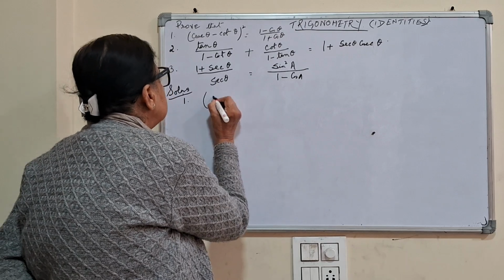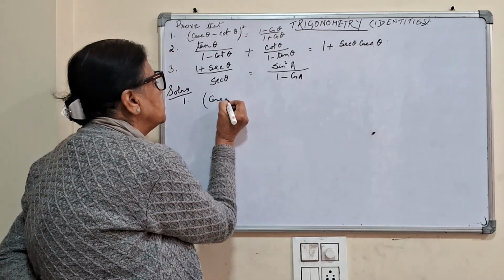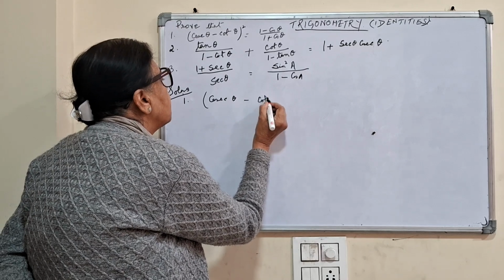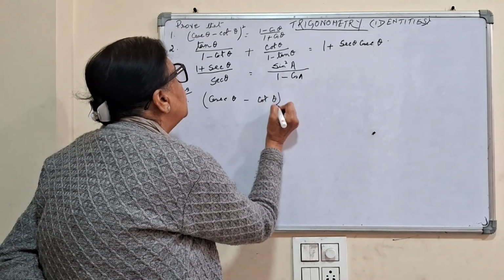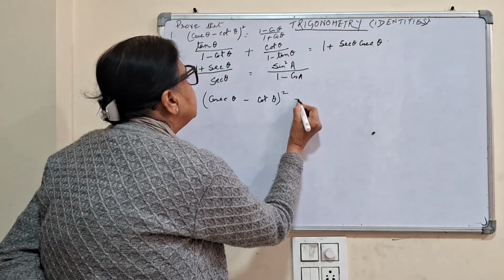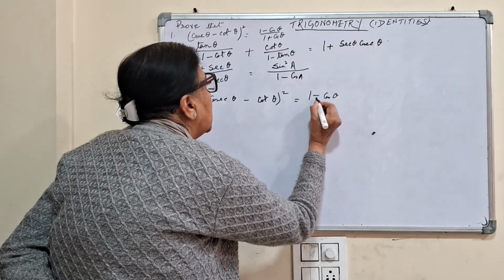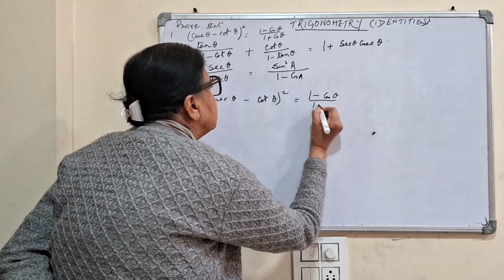This is the question: (cosec theta minus cot theta) whole square is equal to (1 minus cos theta) upon (1 plus cos theta).